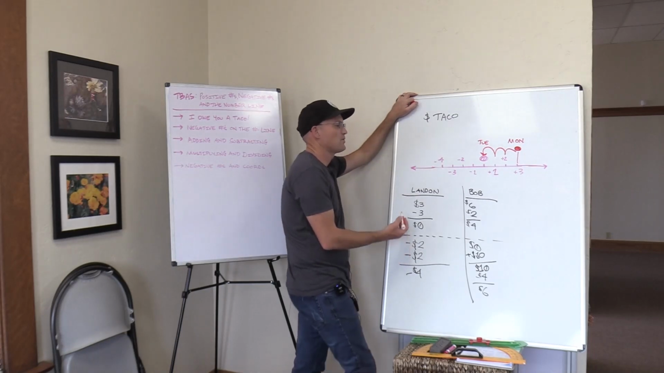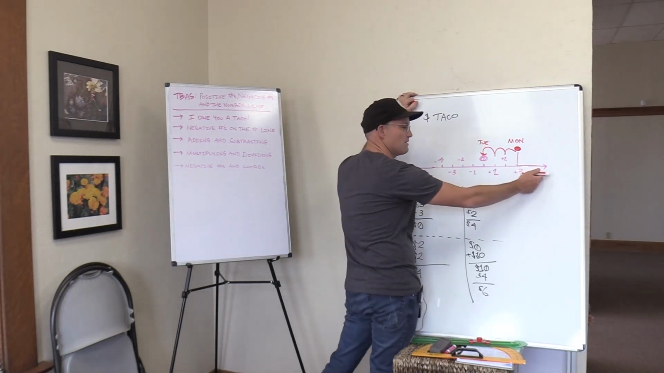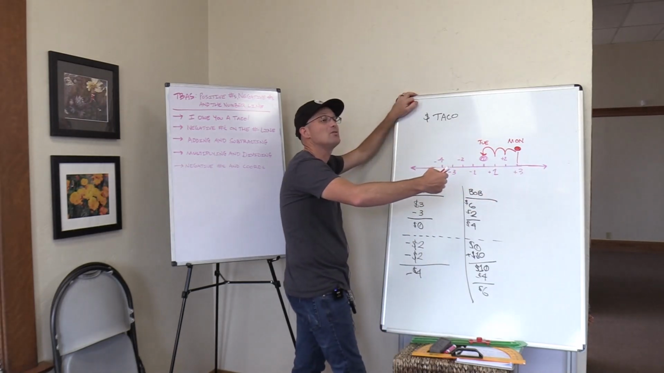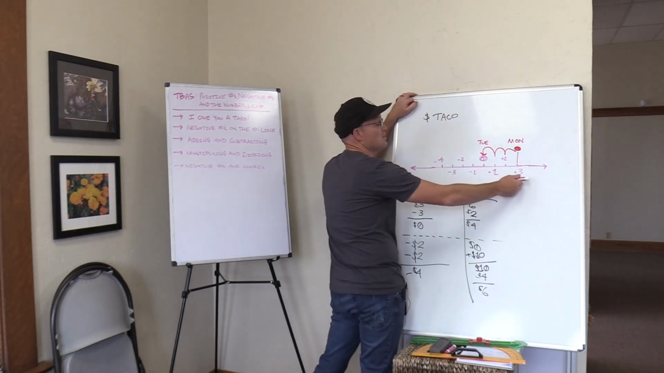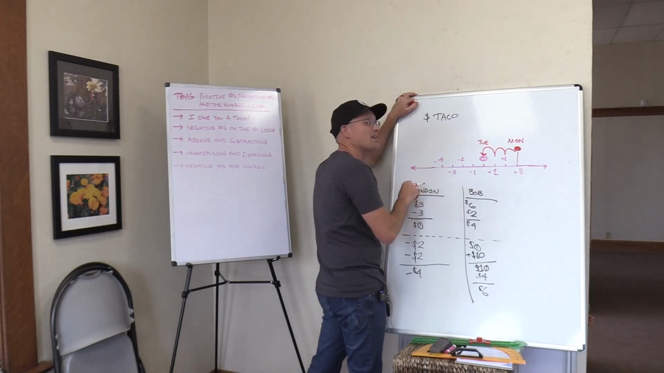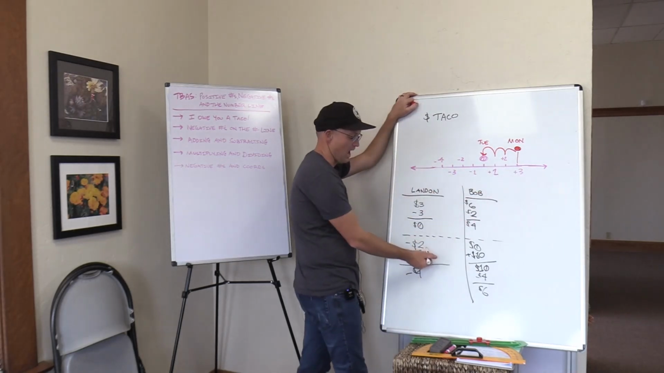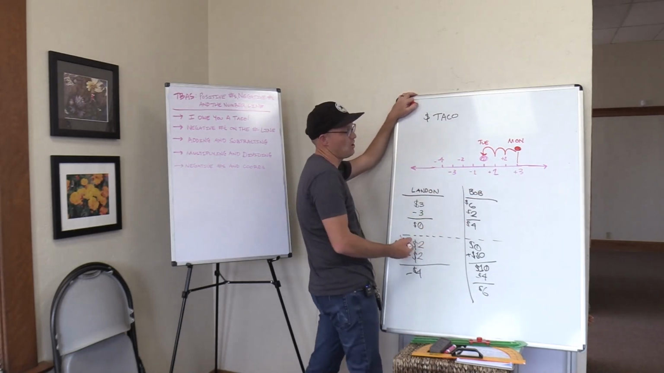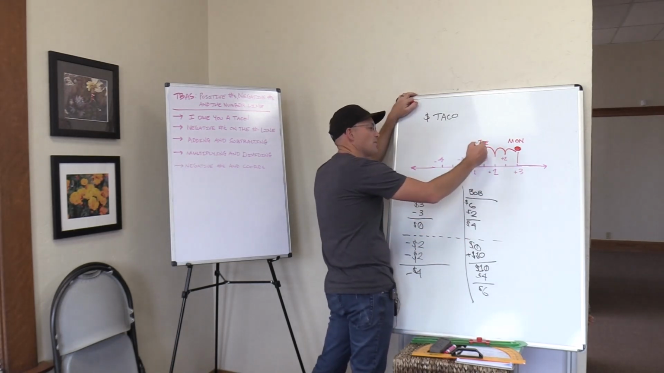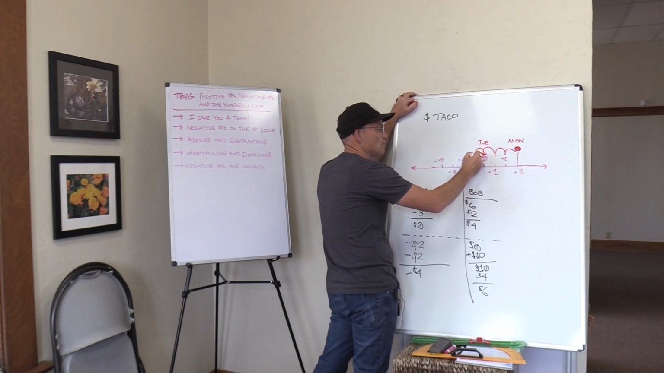Okay, so just remember, if we're taking numbers away, dollars or numbers or watermelons or feet, whatever it is, we go left on the number line. If we're adding numbers, we go right. Okay, so I owe Bob $2. I'm going $2 in the hole. So we're subtracting 2. We go left on the number line.